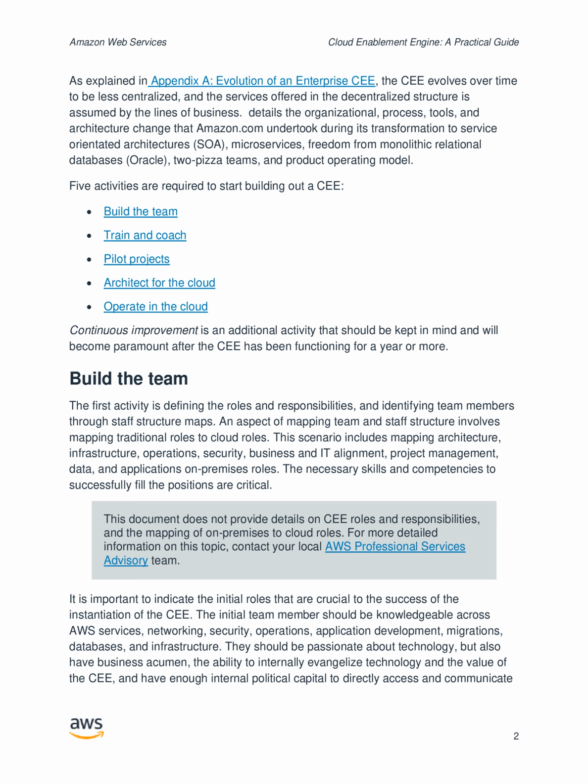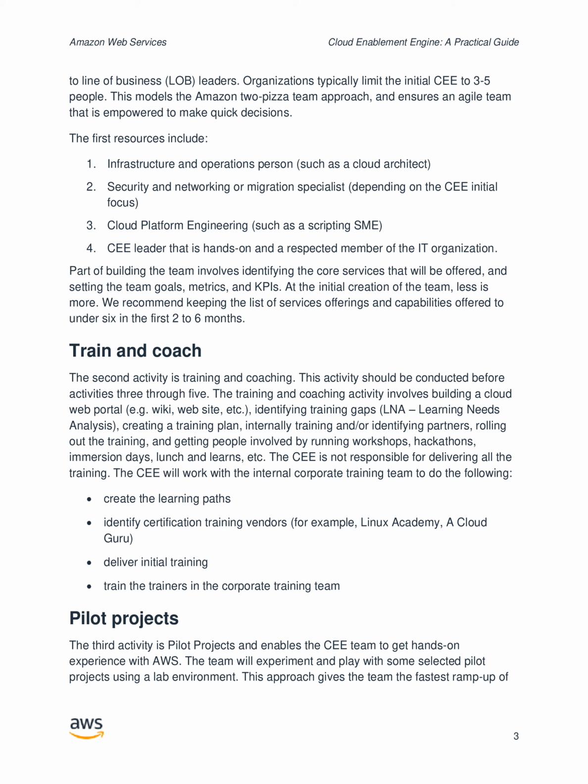The initial team member should be knowledgeable across AWS services, networking, security, operations, application development, migrations, databases, and infrastructure. They should be passionate about technology, but also have business acumen, the ability to internally evangelize technology and the value of the CCoE, and have enough internal political capital to directly access and communicate to line of business, LOB, leaders.